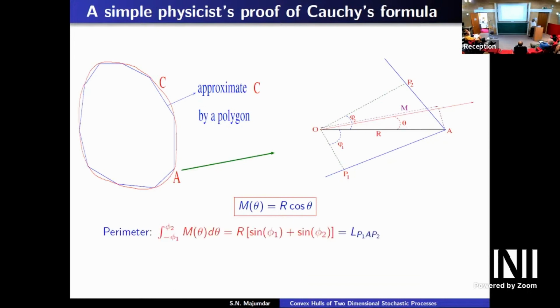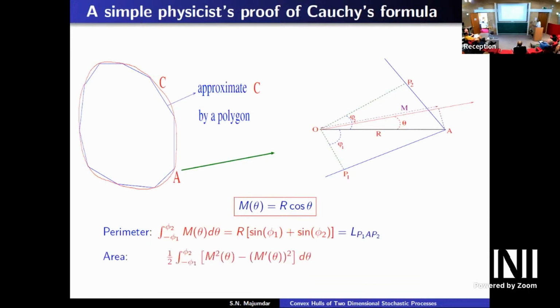So let's just integrate this from minus phi1 to phi2. This gives me R times sine phi1 plus sine phi2. But R sine phi1 is just this distance here, and R sine phi2 is just this distance. So this addition is just this length. And you do it for every point in the polygon, and you close this curve, and you see that this is the perimeter.